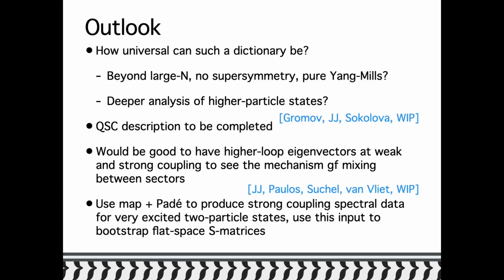There are various things to do on various sides. Can we go to higher particle states? Can we go beyond large M? Can we compute QSC in different sectors to check everything? Can we compute explicitly at weak and strong coupling? Compute Hamiltonians at loops at weak and strong coupling to actually check what happens to the eigenstates themselves? And finally, can we take this map seriously and then use it for some kind of bootstrap?